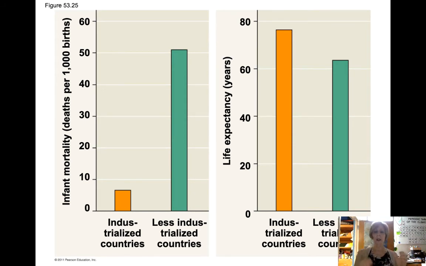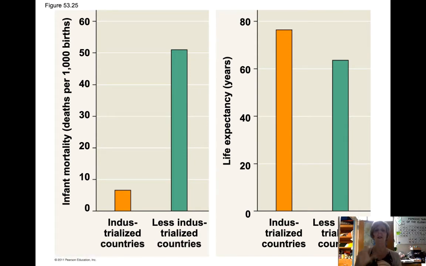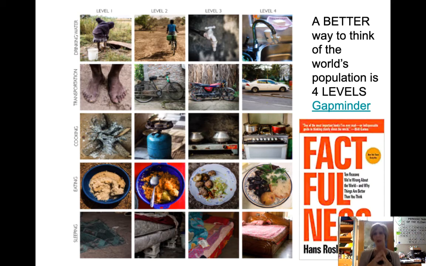So if we look at what we used to call industrialized countries and less industrialized countries and compare infant mortality and life expectancy, we can see that the industrialized countries have a way lower infant mortality rate than less industrialized countries. And our life expectancy is way higher than less industrialized countries. But I want to challenge you to stop thinking about the world in this binary vision of industrialized and less industrialized, because we're realizing now that that's not a true way of thinking of our population.